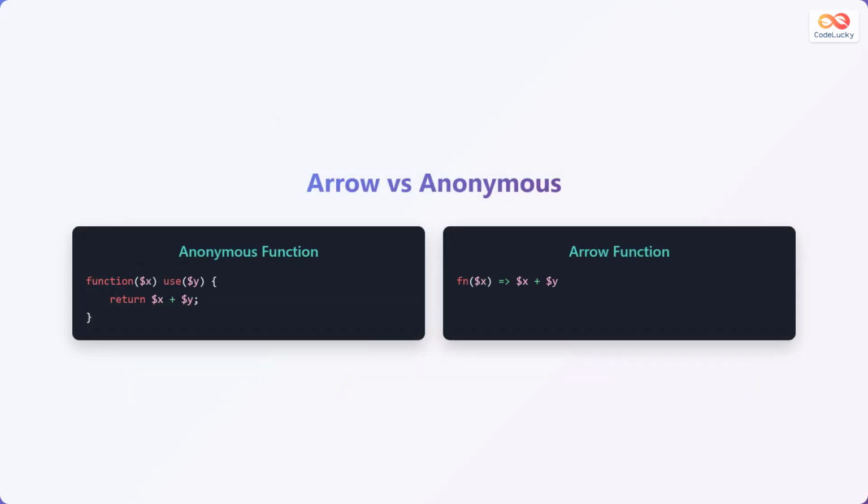Let's compare arrow functions with anonymous functions. On the left, we have an anonymous function, which is defined using the function keyword, taking an argument $x, and using the use keyword to import the variable $y from the outer scope. The function then returns $x plus $y. On the right, we have an arrow function that achieves the same result more concisely. It's defined using the fn keyword, taking an argument $x, and implicitly capturing $y from the outer scope. It then simply returns $x plus $y.